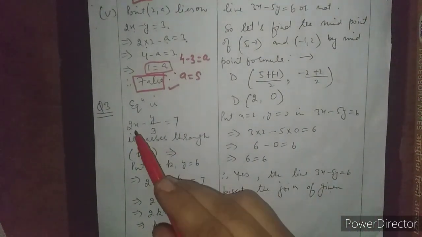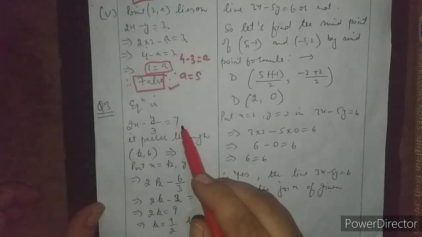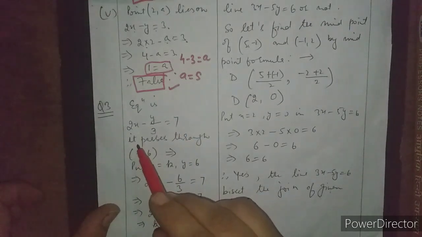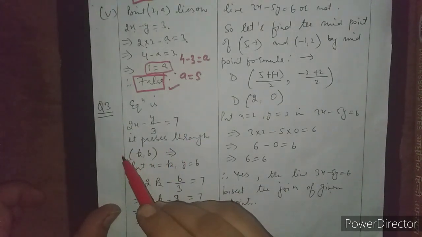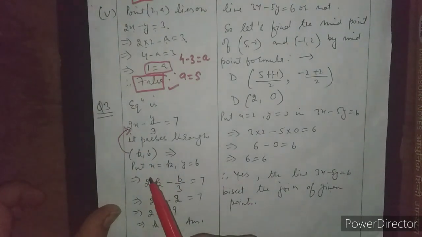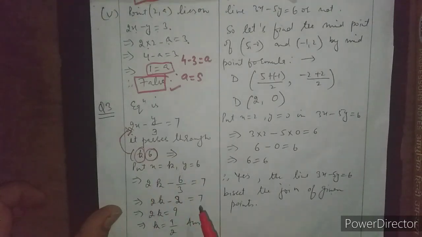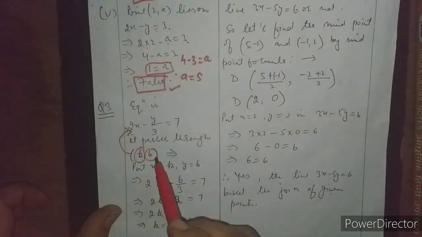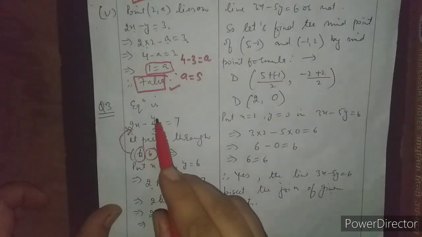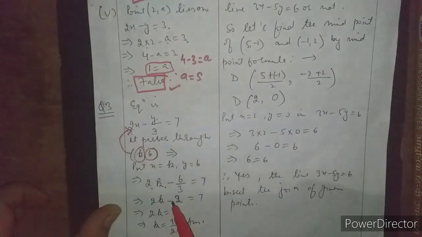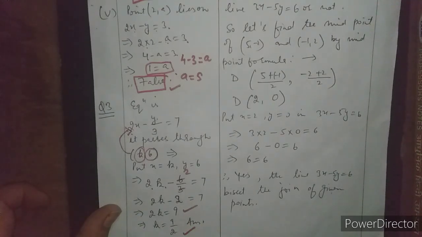The equation is given to be 2x minus y by 3 equal to 7. It is already given that it passes through the point. Passes means it will satisfy the equation of this line. So what we will do, we will put x equal to k and y equal to 6, right? At the time of putting, I will get 2k minus 6 by 3, which is equal to 7. At the time of solving, 3 1s are 3, 2k minus 2 is equal to 7, or 2k is equal to 9, or k is equal to 9 by 2.